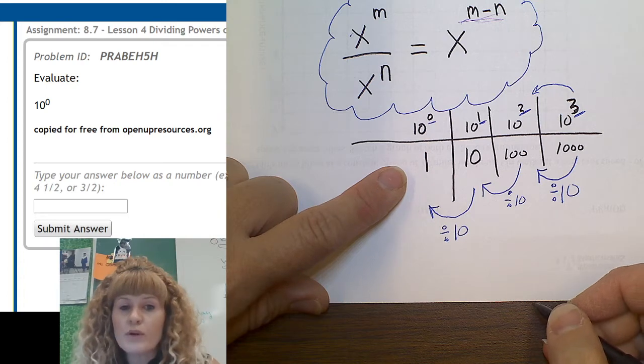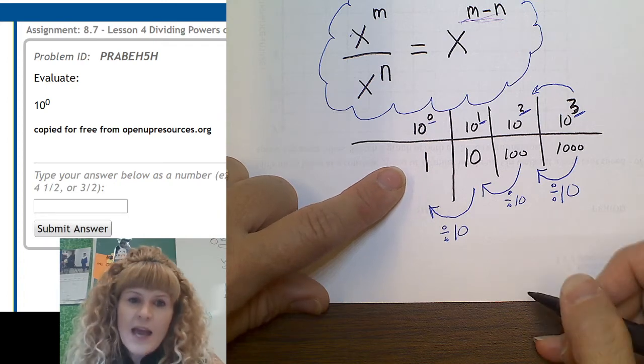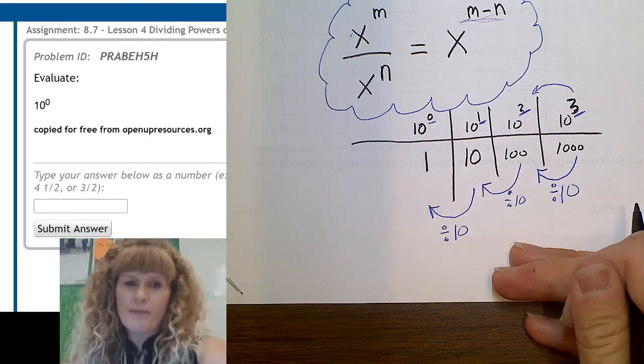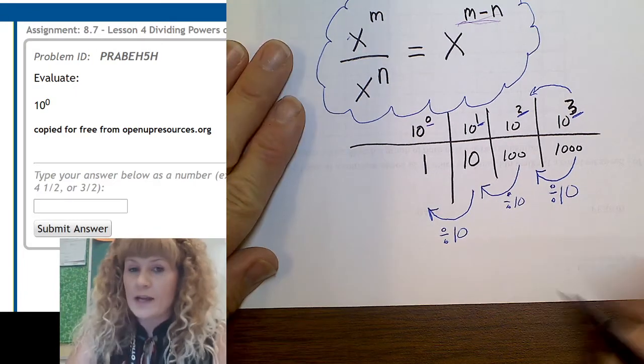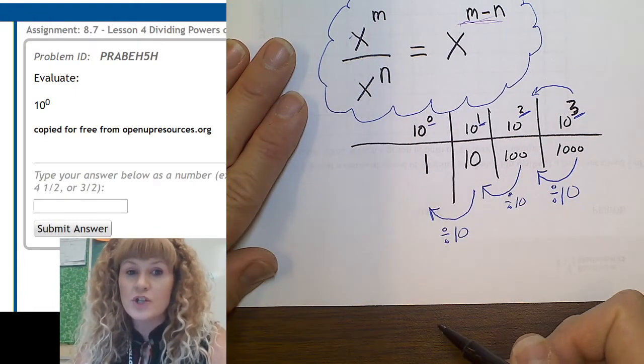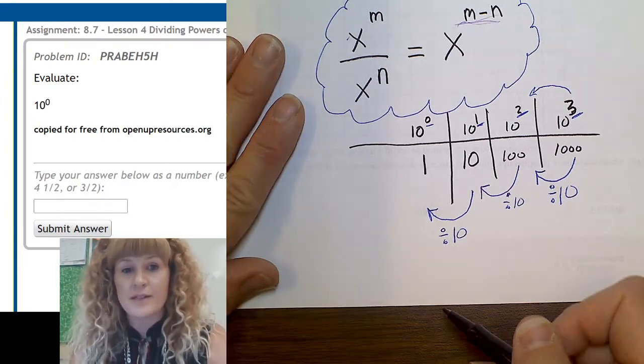And this is an important rule you need to remember. Anything to the 0th power is going to equal 1. And I just proved it to you. I want you to show it on your paper and prove it to yourself.